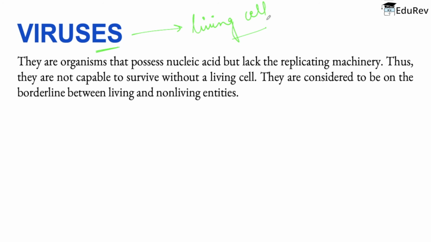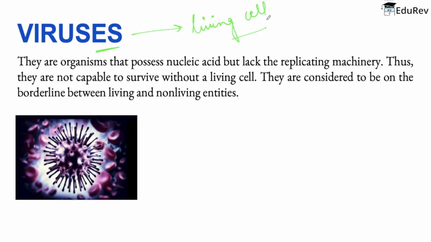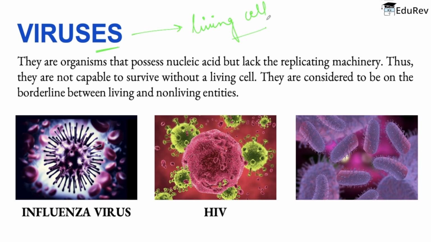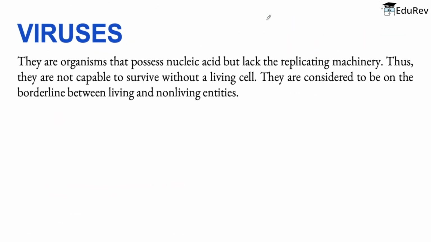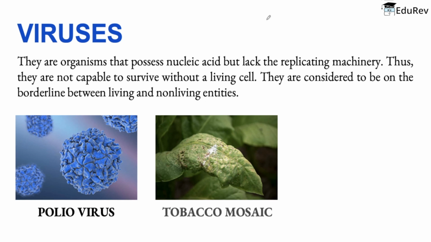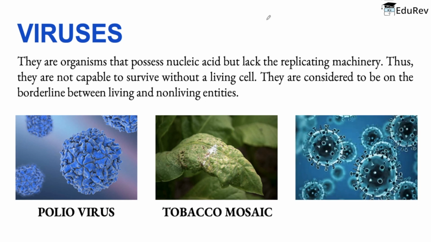Now viruses are also considered to be on the borderline between living and non-living entities for the same reason we have just discussed. Now let's see a few examples of viruses. Number one is influenza virus. Number two is HIV. Number three is rabies. We have a few more examples. We have poliovirus, tobacco mosaic, and the very famous COVID-19.